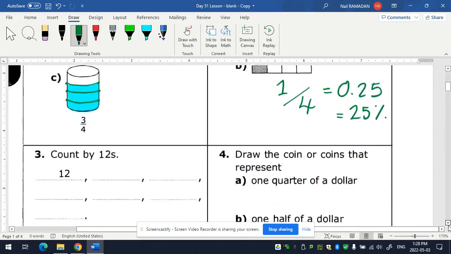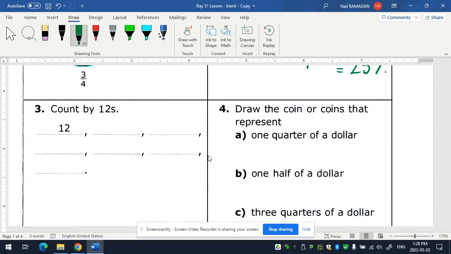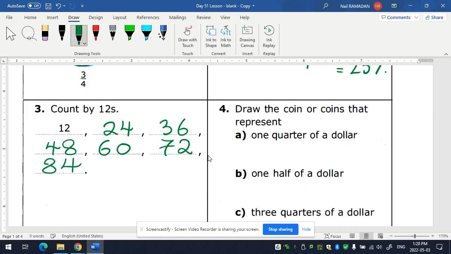All right. Count by 12. 12. Add another 12. 24. 36. 48. 60. 72. And the pattern keeps going forever. Actually, if you think about it, if there is no limit on how big you can get, the number system is infinite. We choose to finish at some point because what's the point of going to infinity?